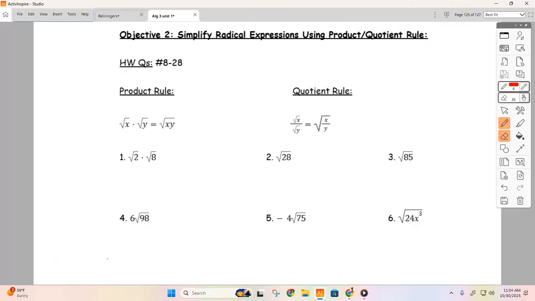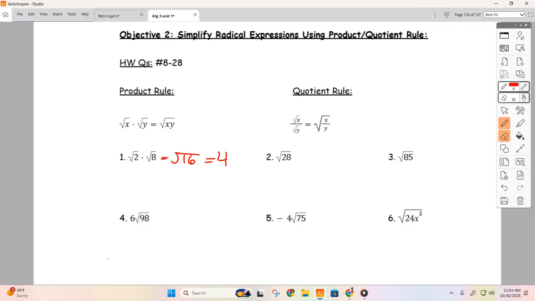So for this one, I'm going to actually multiply the 2 times 8, which will give me 16. And now I can evaluate the square root of 16. That gives me 4. If you did that in the calculator just like you see it, it should have given you the right answer. And y'all got 4? Awesome.